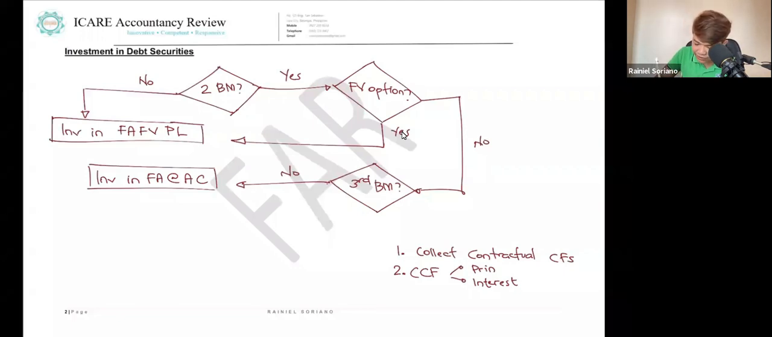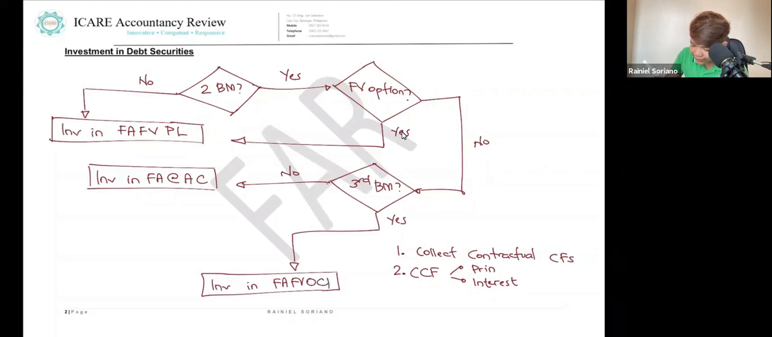But if your answer here will be yes, meaning may pangatlong business model tayo, see to it that the classification of the investment will now be investment in financial asset at fair value through other comprehensive income. So sir, ano po ba yung pangatlong business model? The third business model here is to sell the financial asset.